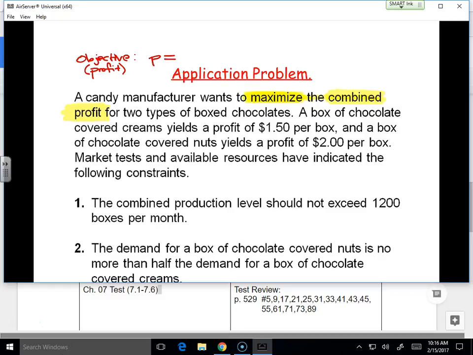Well, there are 2 different types of boxes. The one is 150 times C, because that's pure chocolate, and then 2 times N, because it's nuts. So the creams and then the nuts? Okay. If you want to label, P is profit, C is chocolate creams, and N is chocolate covered nuts. Macadamia ones.